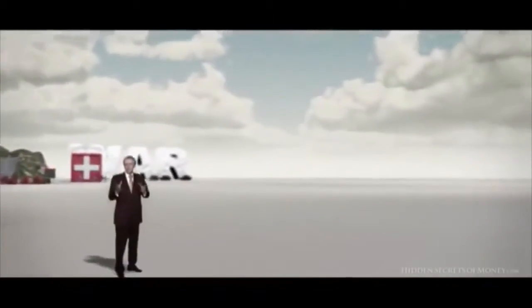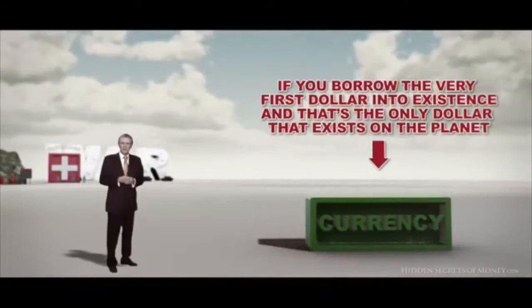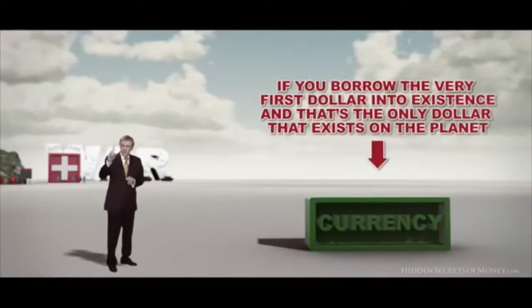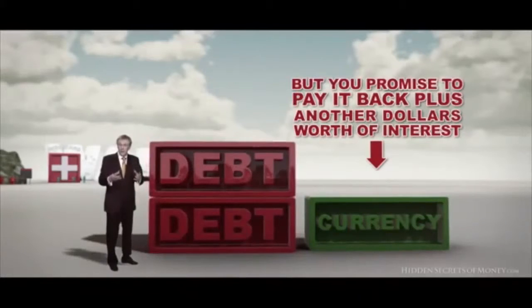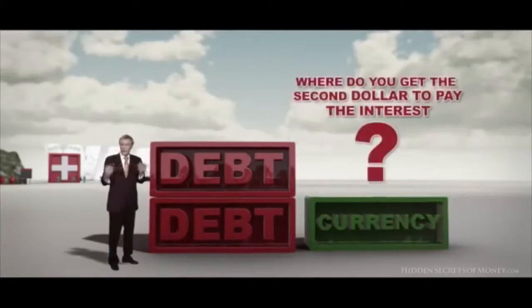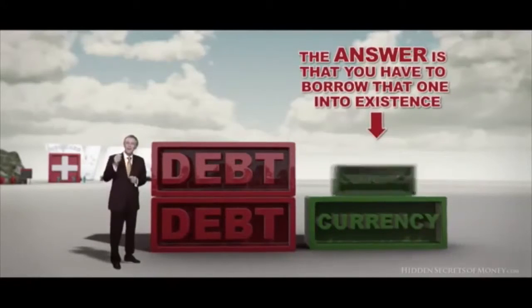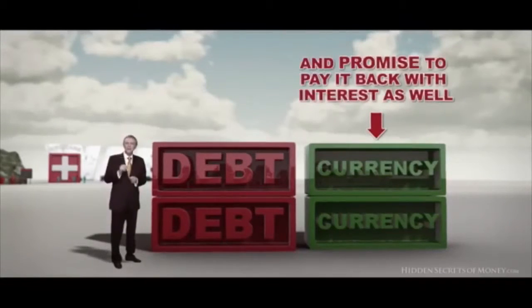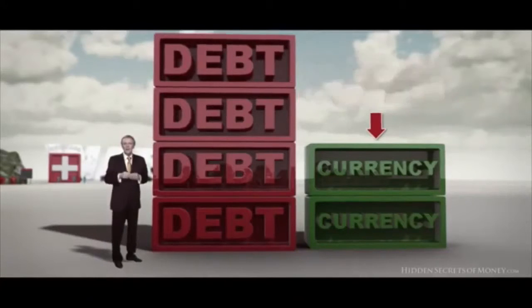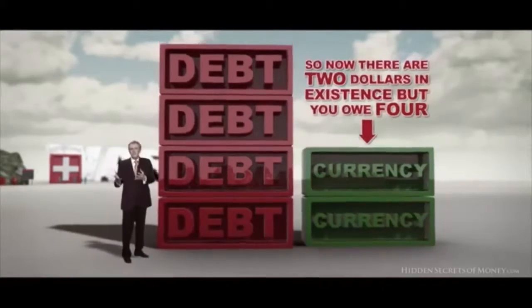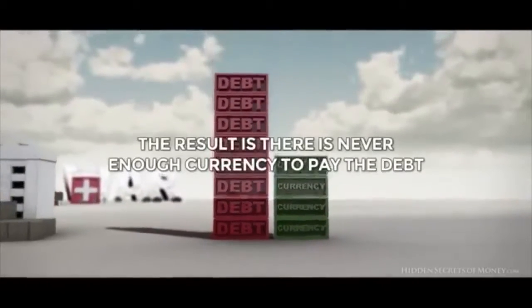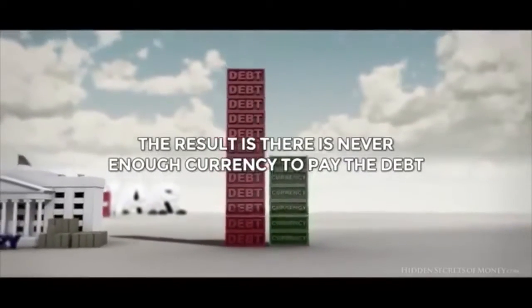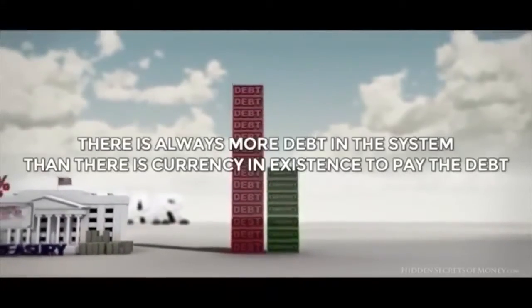Let me ask you something. If you borrow the very first dollar into existence, and that's the only dollar that exists on the planet, but you promise to pay it back plus another dollar's worth of interest, where do you get the second dollar to pay the interest? The answer is that you have to borrow that one into existence and promise to pay it back with interest as well. So now there are $2 in existence, but you owe $4, and so on and so on. The result is there's never enough currency to pay the debt. There is always more debt in the system.